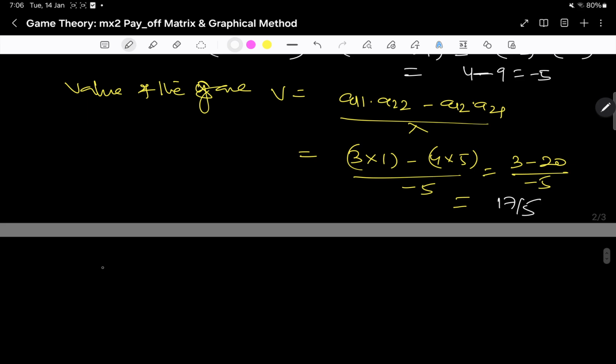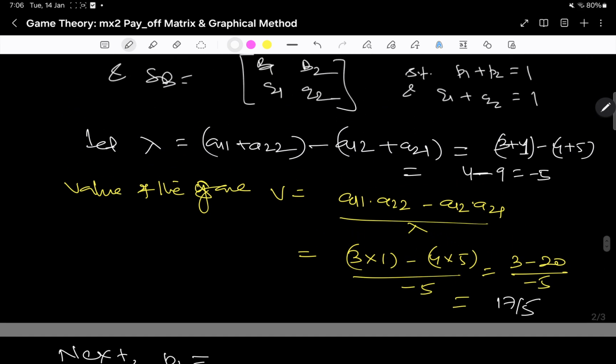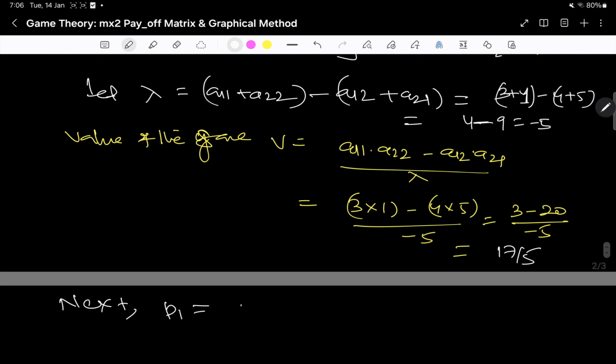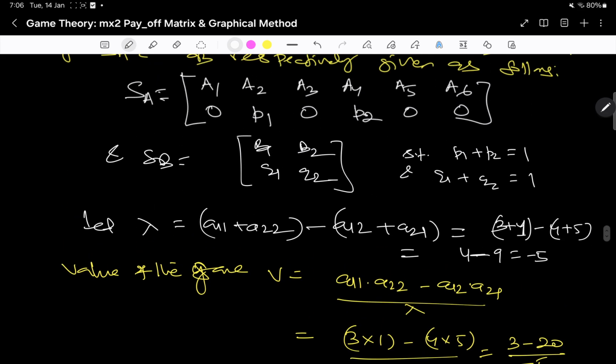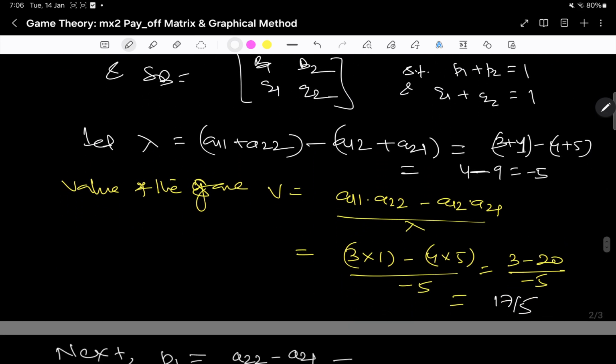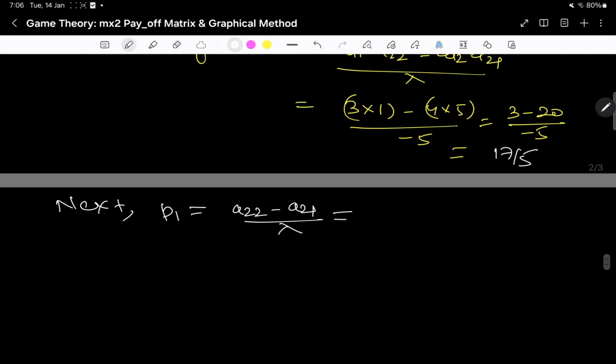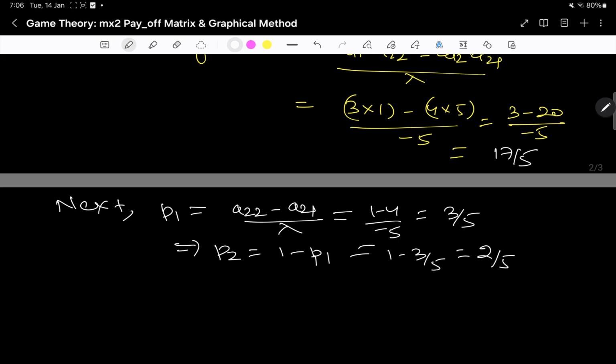Now coming to the next, my P1 is equal to A22 minus A21 divided by my lambda. So A22 minus A21 is 1 minus 4 by minus 5. 1 minus 4 by minus 5 is 3 by 5. So this implies P2 is equal to 1 minus P1, which is 1 minus 3 by 5, that is 2 by 5.